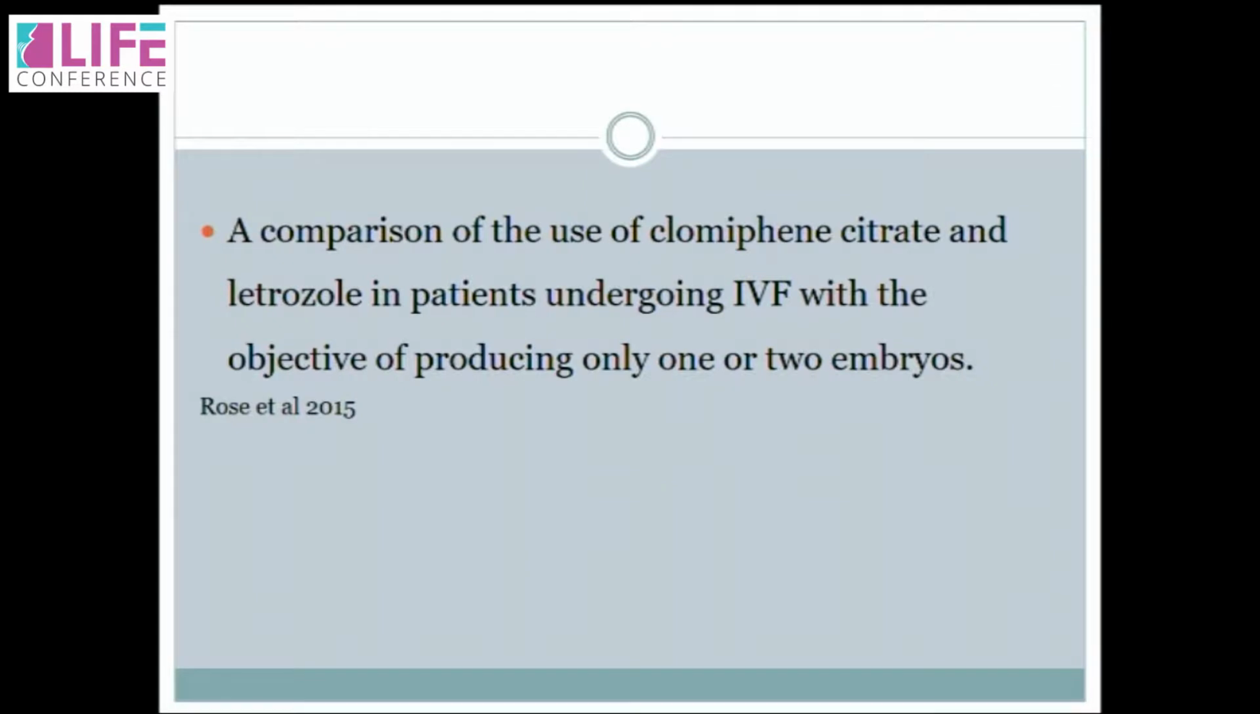Another study that I wanted to see if somebody published is which is better for minimal stimulation, the Clomid or the letrozole. There was one publication looking at that, Rose from 2015, and they didn't find any benefits to one versus the other. So whatever is easier for you to use, either the Clomid or the letrozole, you may be using that.